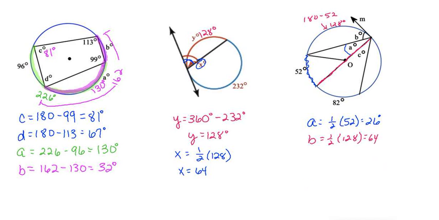And then finally C. C, notice, is an inscribed angle, and its intercepted arc is right here. And so that is 82. So half of 82 is 41.